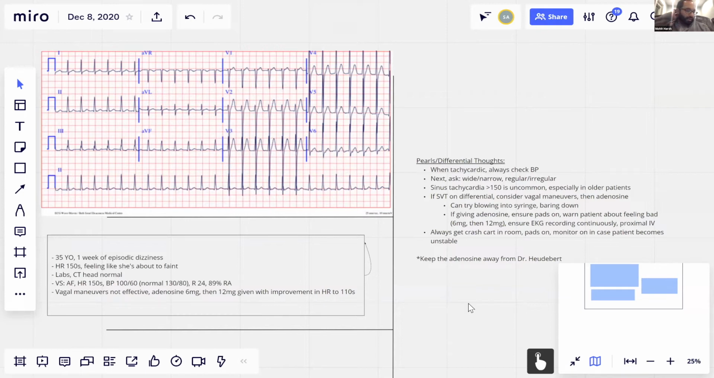So ultimately the resolution of her case is that we thought that she would benefit from seeing cardiology, because a lot of these patients have good outcomes after getting ablation for SVT.